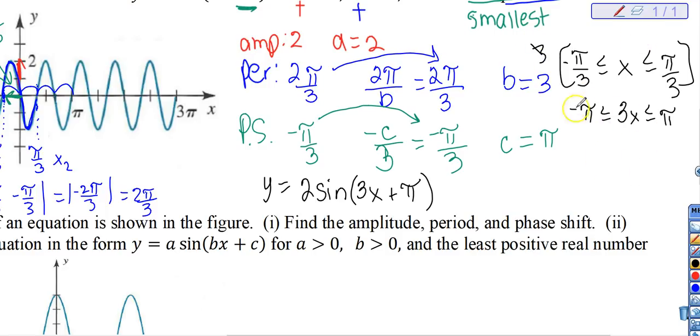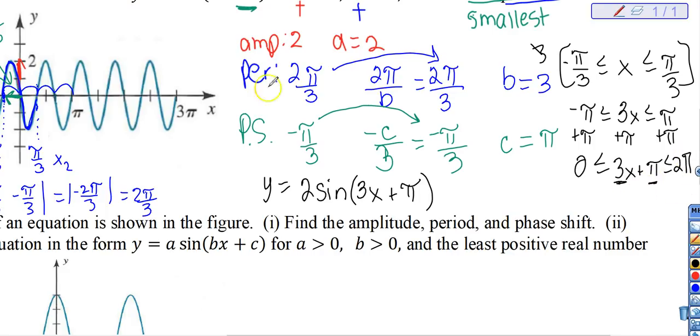Now what? I want this to be 0. So I did my multiplication, so now I have to use my addition. Right? I would have to add pi. And if I add pi there, I add pi here, and I add pi here. Truth? So I get 0 is less than or equal to 3x plus pi is less than or equal to 2 pi. Is this my B? Is this my C? Yes?